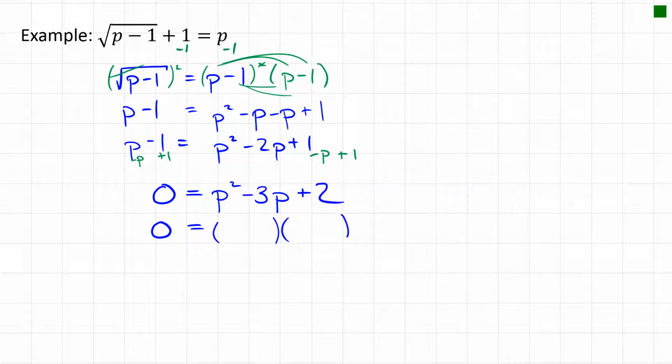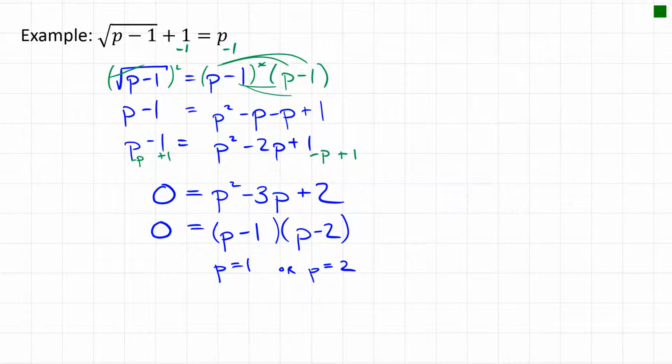So two numbers that multiply to positive 2 and add to negative 3, that would be p minus 1 and p minus 2. And if those two brackets multiplied together equals 0, then either p equals 1 or p equals 2. Those are my two potential solutions to this problem. So now we're seeing that we need to be able to factor and solve quadratic equations in order to solve a radical equation. So we're pulling material from stuff that we've done previously into this unit now.